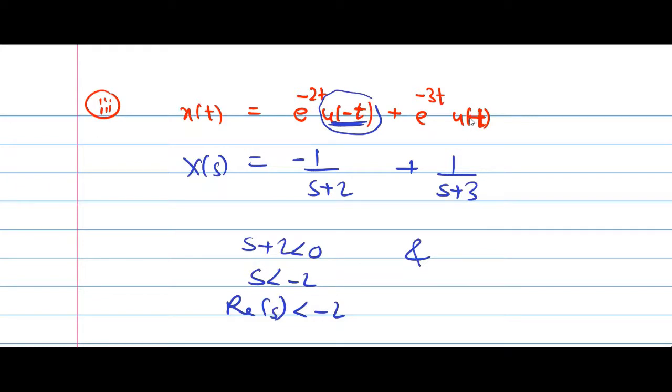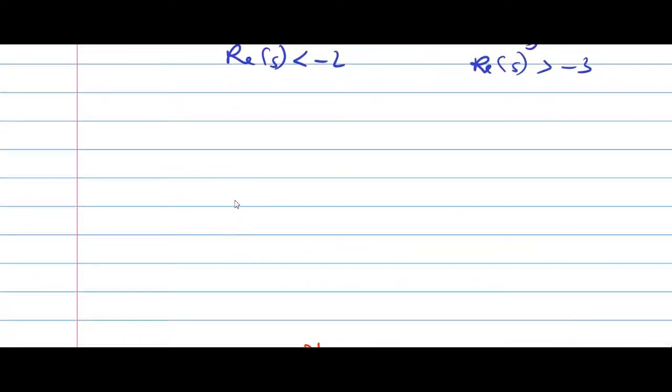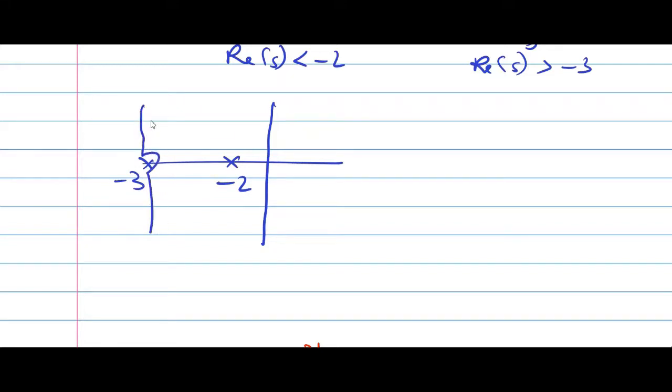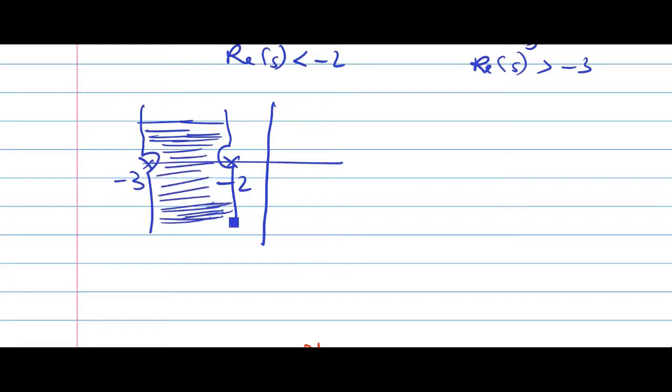And here with u(t), s plus 3 greater than 0. That means s greater than -3, so real of s greater than -3. Just see, after plotting the pole-zero diagram it will be more clear. One pole is at -2, another pole is at -3. So it should be greater than -3 and it should be less than -2. So between -2 and -3 will be our ROC.